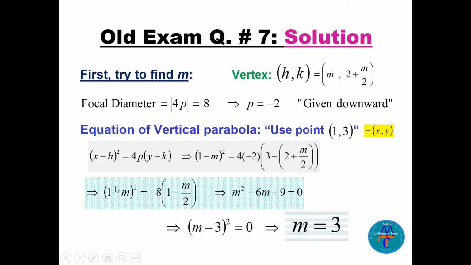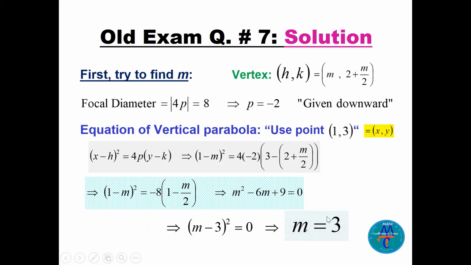Now, I will leave this for you, please. You can do it yourself, maybe one line. Then you will reach here, m squared minus 6m plus 9. Please make sure you do it. This is easy to factor. m minus 3 squared is equal to 0, so we found m.